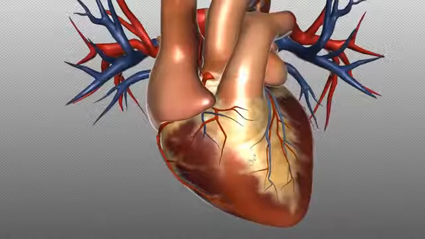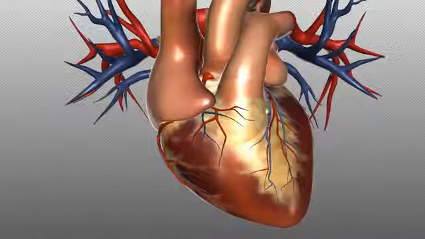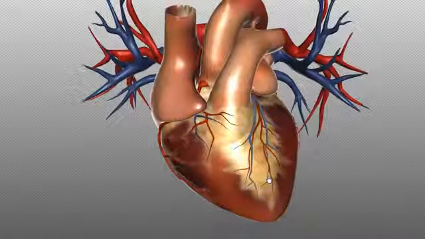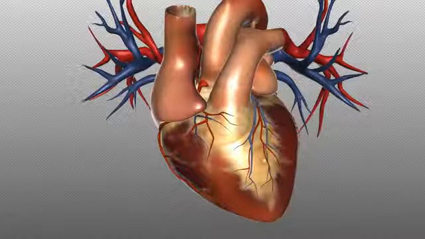Between the ventricles you've got an interventricular groove, so an interventricular sulcus. So this groove separates the right and left ventricle, and some major vessels run down this groove.